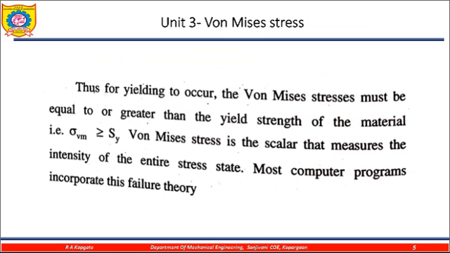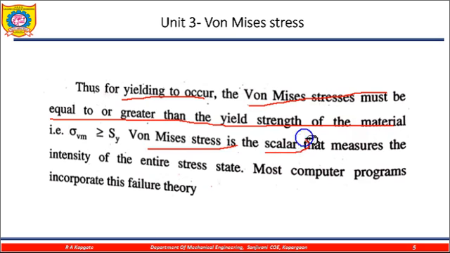So what does it suggest? It suggests that yielding is possible when the von Mises stress is equal to or greater than the yield strength of the material. Or I would say the material is safe if the developed stress is lesser than this von Mises stress, and the von Mises stress is a scalar quantity, not a vector quantity. So keep in mind this is a scalar quantity.